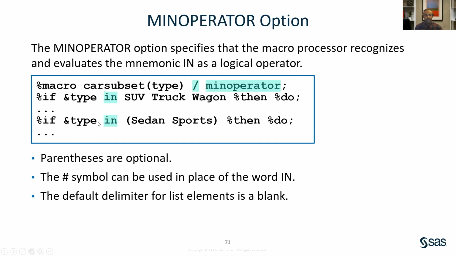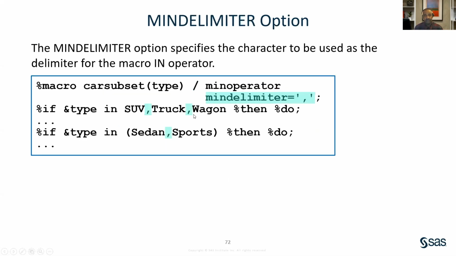And here's the second one. If it's in sedan or sports, then do something else. Don't forget your percent symbol. Instead of the word in, you can use the pound sign if you like. The pound symbol would mean the same thing. The default delimiter is a space, but you can also define what the delimiter is. Here it is, MINDELIMITER. You put in quotation marks, and in this case, we're making it a comma. So now it reads and separates things with commas.